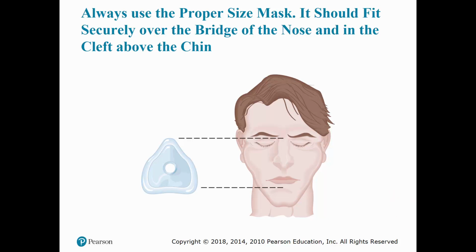Oropharyngeal or nasopharyngeal adjuncts can also help in maintaining an open airway and should be used anytime the BVM device is used. When applying the mask, it should fit securely over the bridge of the nose and in the cleft above the chin.